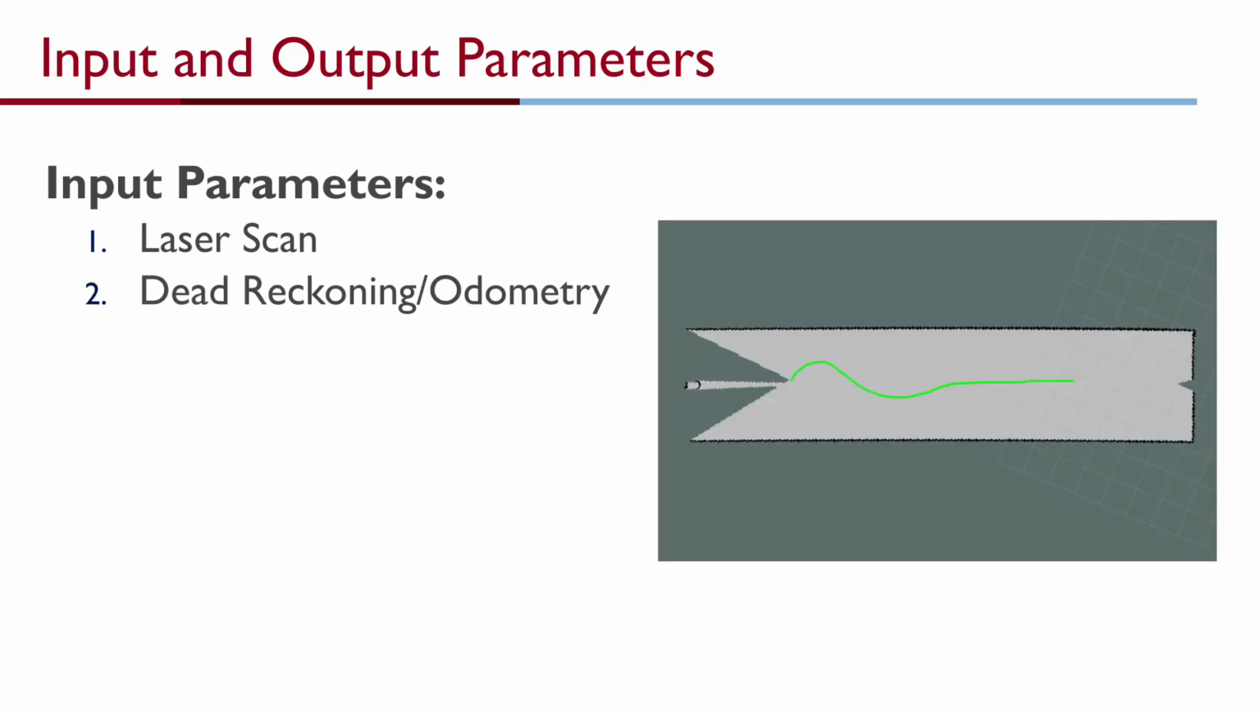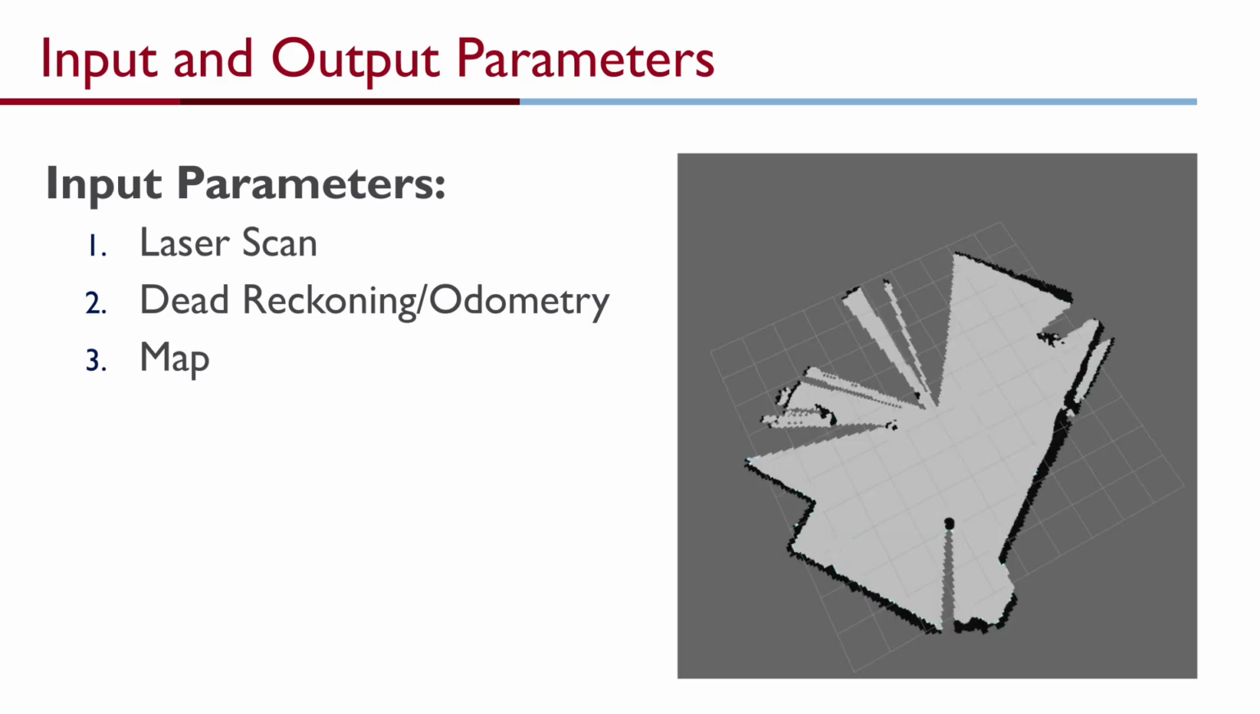Next, we add the odometry, also known as dead reckoning. Odometry provides an estimate of how far the robot has moved over time. While this estimate may drift, it still gives us an important initial guess for localization. Finally, the AMCL package also takes in a pre-built map. This map acts as the reference that the laser scan and odometry will be compared against. With these three inputs together, the system can begin estimating the robot's pose on the map.